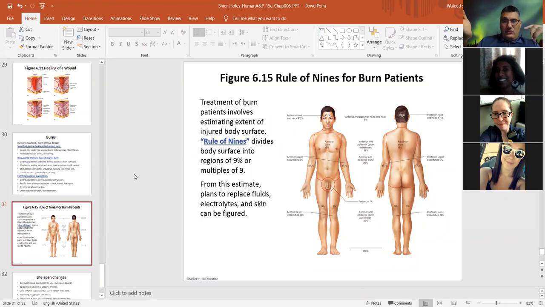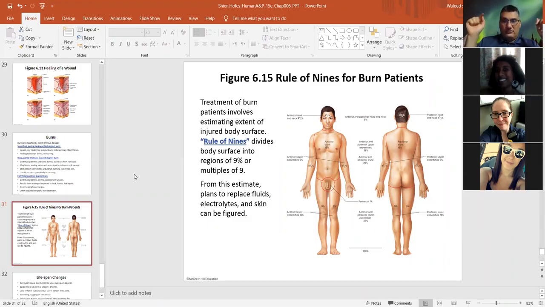The second evaluation is we need to know the area. Is it a small area? This determines how much fluid we are going to give you, because if you have a burn, you're losing a lot of fluids. I have to give you replacements immediately. So is it this patch only? Is it the whole forearm? Is it the whole upper limb? Is it the chest? And this will give us the rule of the nines.